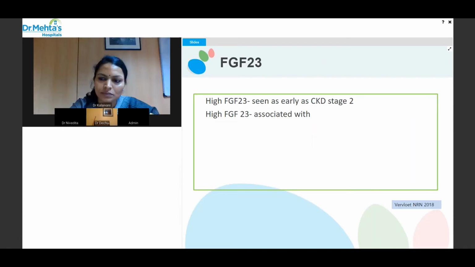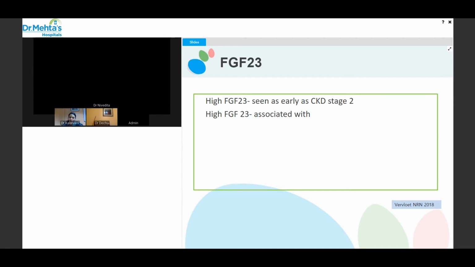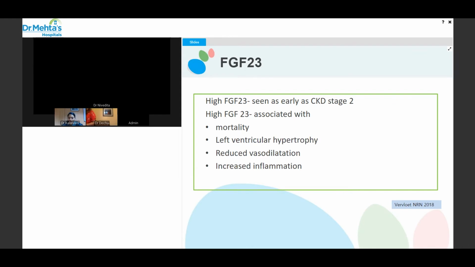Like we said, FGF23 has been found in several adult studies to be increased very early in CKD, almost as early as CKD stage 2, when there is no other evidence of mineral bone disease. It is unequivocally associated with mortality, left ventricular hypertrophy, reduced vasodilatation, inflammation, and of late also with anemia of chronic kidney disease.